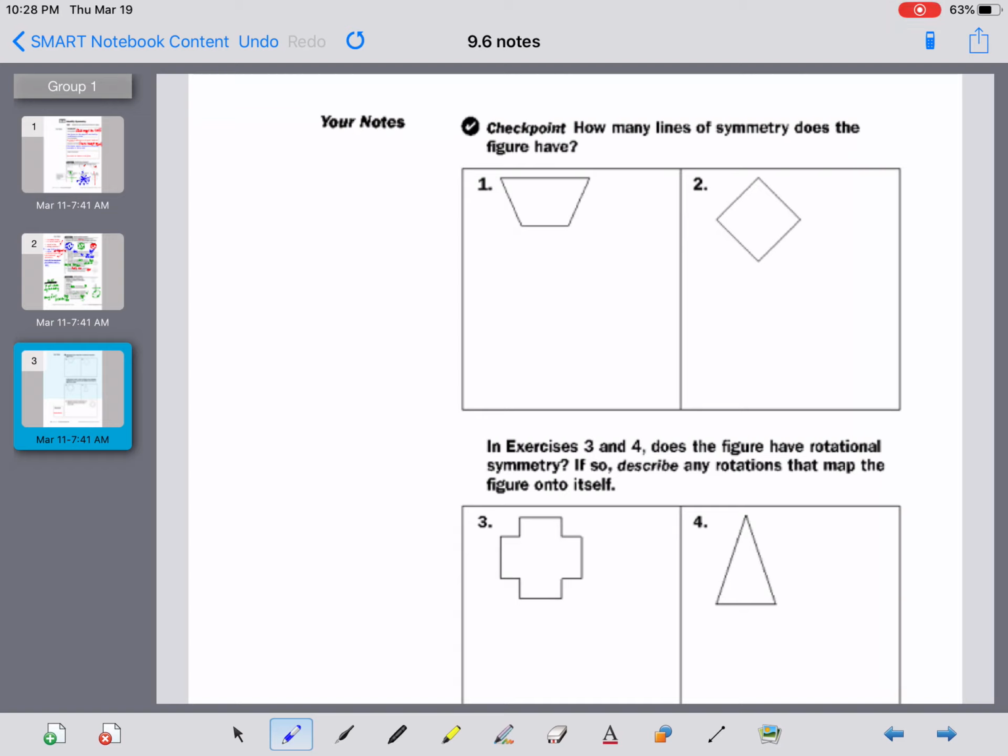I can't draw a horizontal line because the bottom is shorter than the top, so I wouldn't be able to fold it on top that way. But I could draw one vertical line here because the left and right side are identical. But that looks like that's all I can do, so I have one line of symmetry on this one.